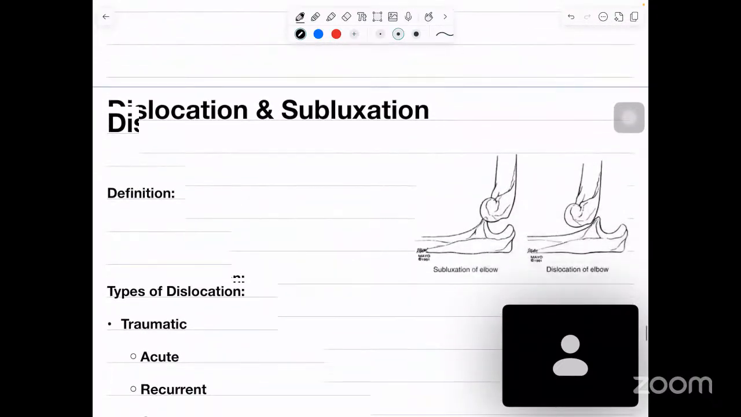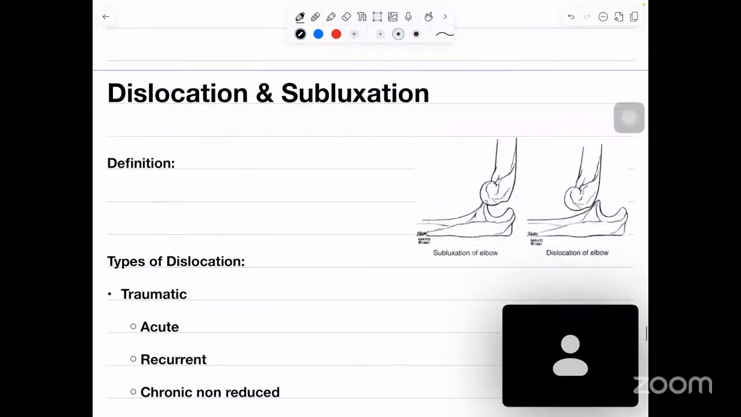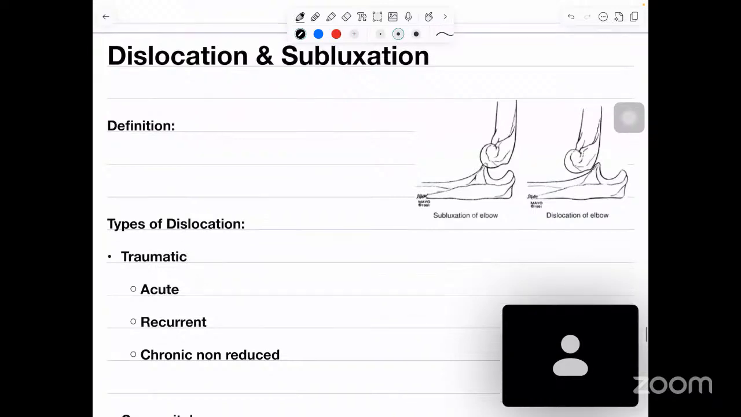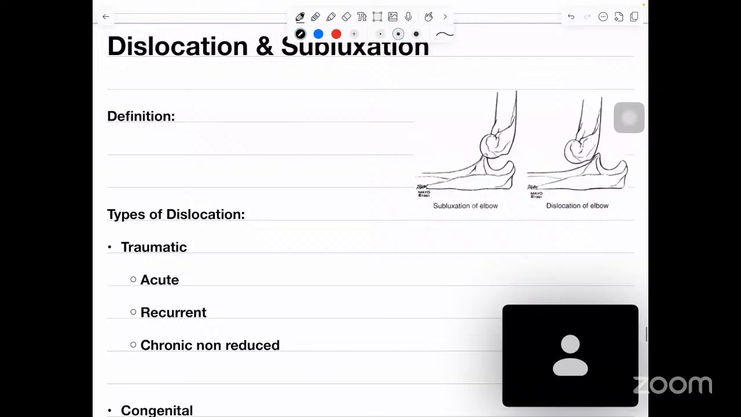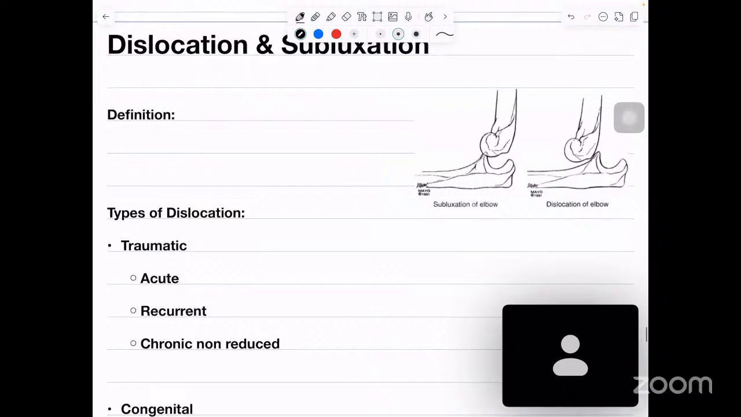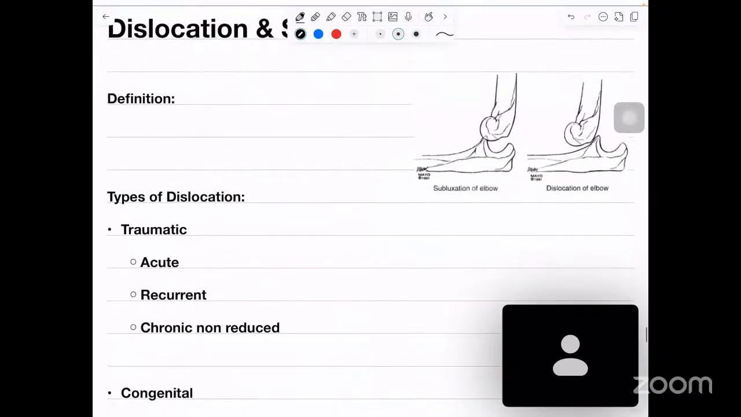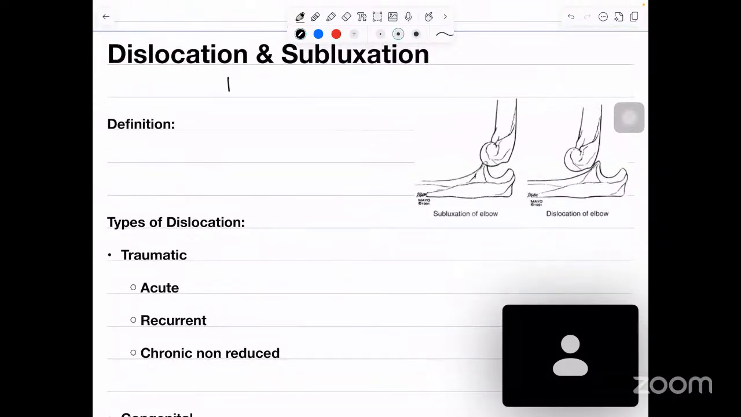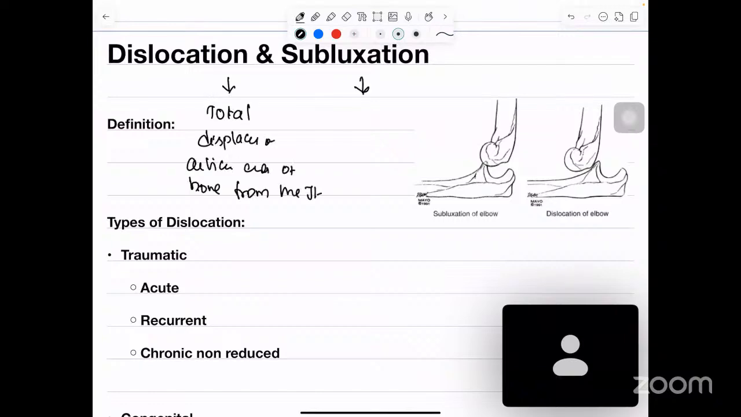Okay, after this, what is the dislocation and what is the subluxation? Okay, dislocation is total displacement of the articular end of the bone. Subluxation is partial displacement, so there will be minimal contact. So this is the articular surface. This is completely displaced from the condylar process. Here it is subluxated, but still there is contact. So this is a subluxation and this is a dislocation.